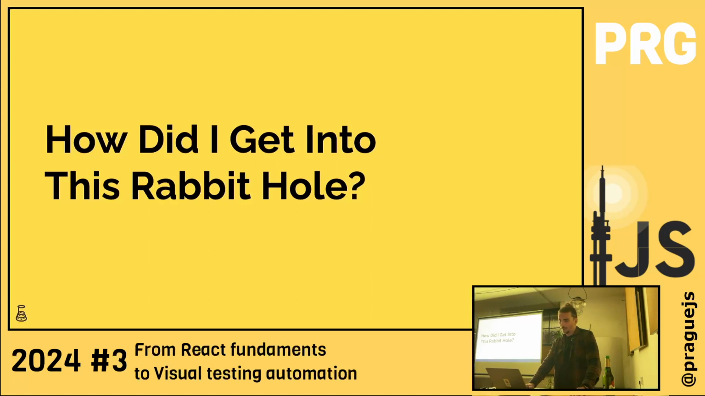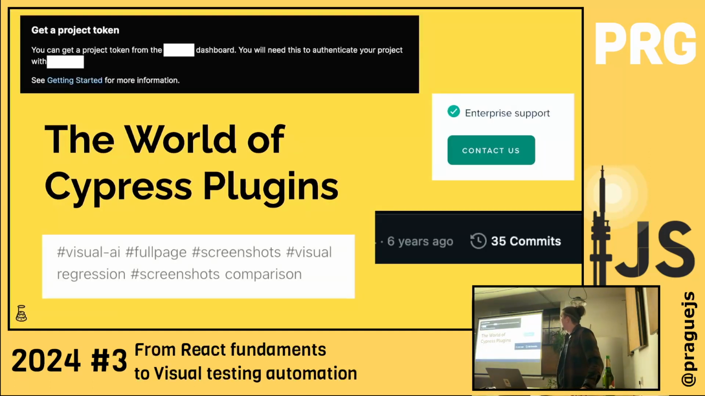So I decided on Cypress, and Cypress out of the box can take screenshots, which is great, but it has no way of comparing them together. If you have some base images, it just can't tell you what's okay. So there come Cypress plugins. Cypress has a long list of visual plugins, and some of them are specifically made for visual regression. For my needs at the time, a lot of them weren't suitable.